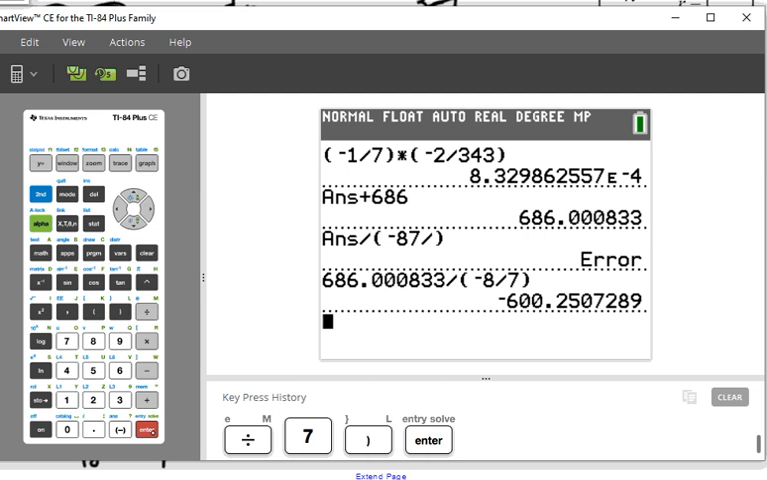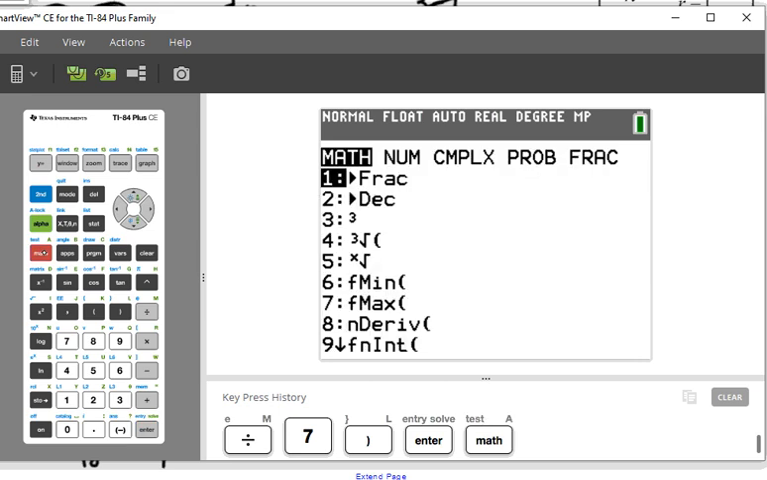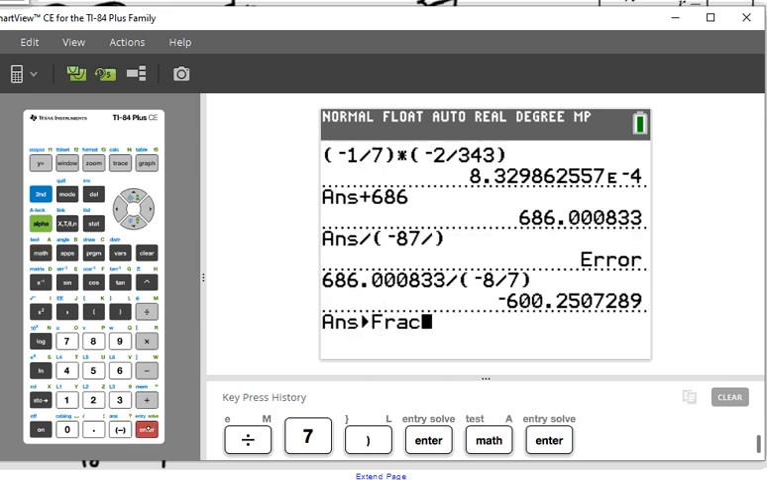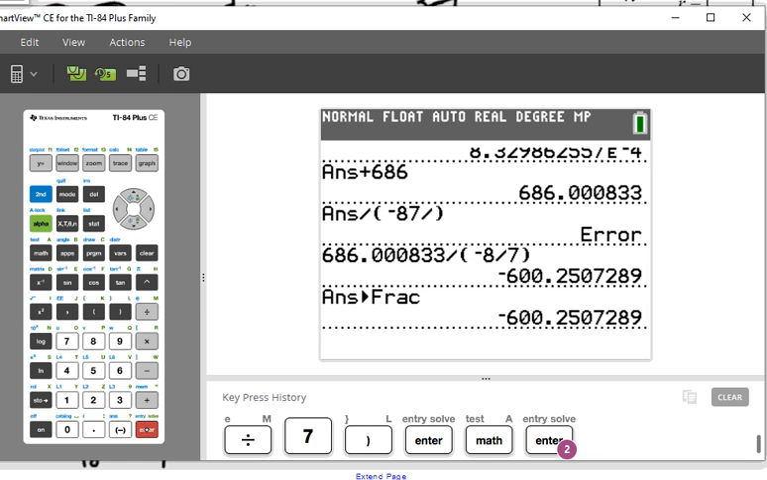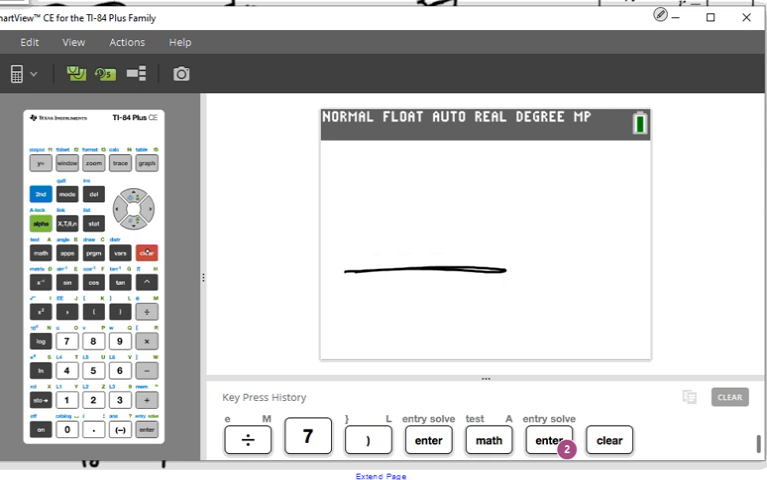Negative 600, decimal, and so on. Exact value. Math. We want math frac, which is highlighted. Enter. Please turn it into a fraction. This time it didn't do it because of my mess up. So it will go to a fraction, but I have to start over. Sorry about that. My bad. It happens. So again, at least I could see where my error was because I broke it into steps.